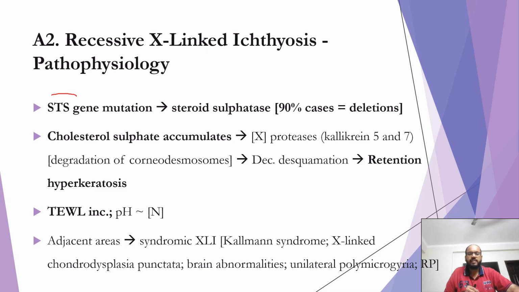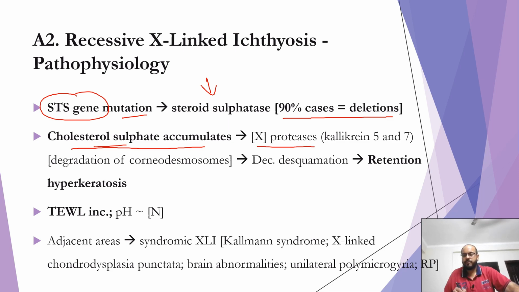Now, the pathology lies in the STS gene, which is steroid sulfatase. If the gene is mutated, in 90% of cases it's because of deletion of the gene, and there is deficiency of the enzyme steroid sulfatase. Steroid sulfatase is required to convert cholesterol sulfate to proper cholesterol. When the enzyme is not present, you will have accumulation of cholesterol sulfate. This accumulation inhibits proteases like kallikrein 5 and 7, and these proteases are required for normal degradation of corneocytes.